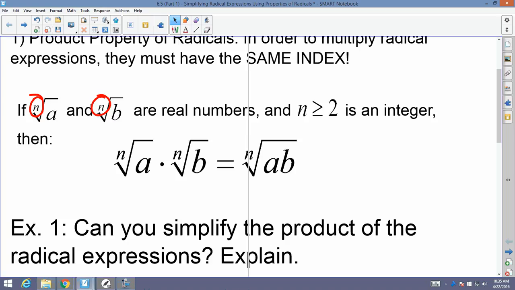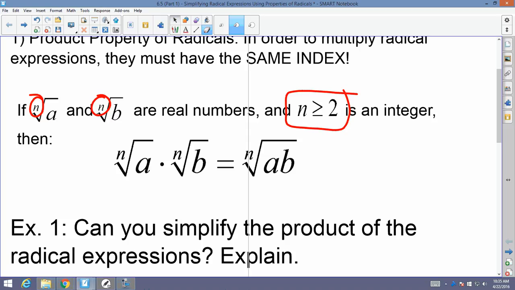Okay? Now, one thing that you may notice, n has to be greater than or equal to 2. Why does n have to be greater than or equal to 2? You can't have a square root where the index is 1. Then it wouldn't even be a radical. So n has to be greater than or equal to 2.